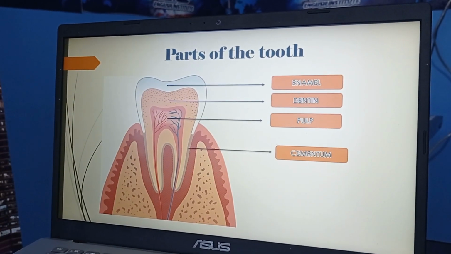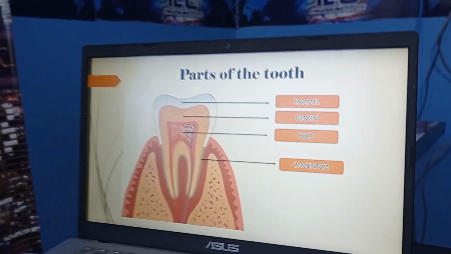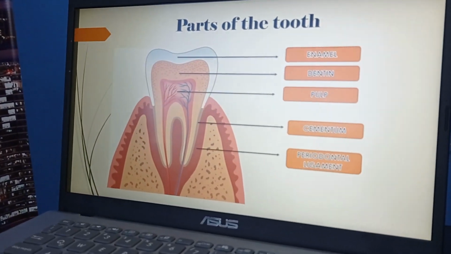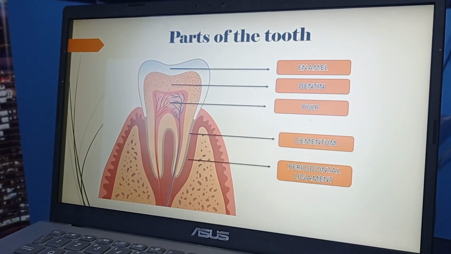The next is the cementum. It's the most external layer of the tooth root that firmly attaches the roots of the teeth to the bone through the periodontal ligament. The periodontal ligament is the set of collagen fibers that help keep the teeth attached to the bone.